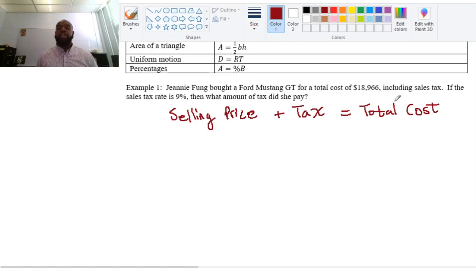And so what we have here is that we know that the person paid a total cost of $18,966. We know that they paid 9% taxes, but we want to know the amount of taxes. Well, we don't even know the selling price, and the tax amount is based off the selling price. So what we're going to do is let X represent the selling price.